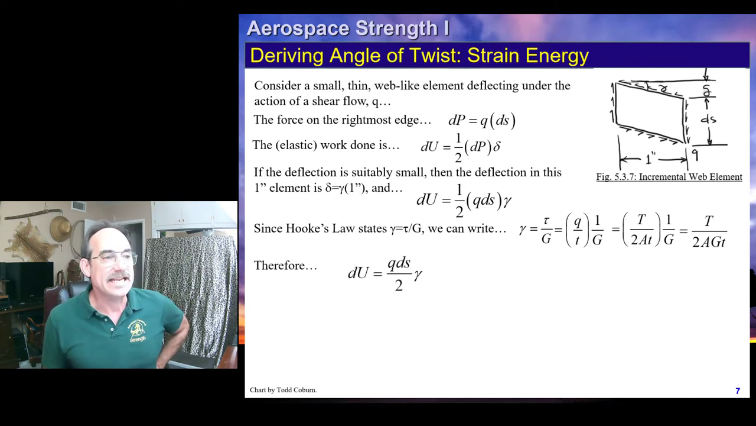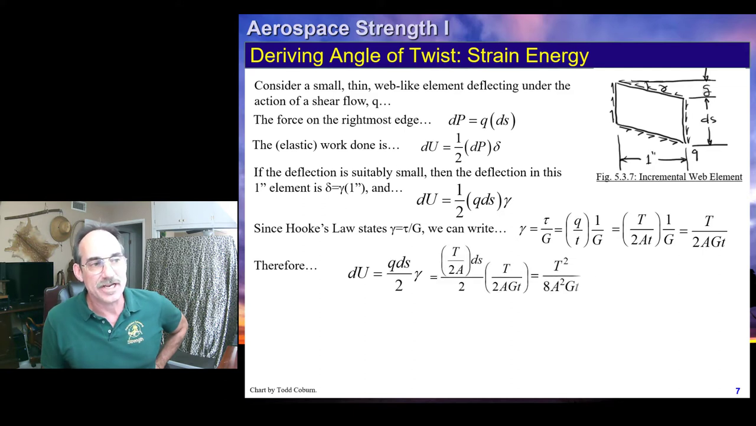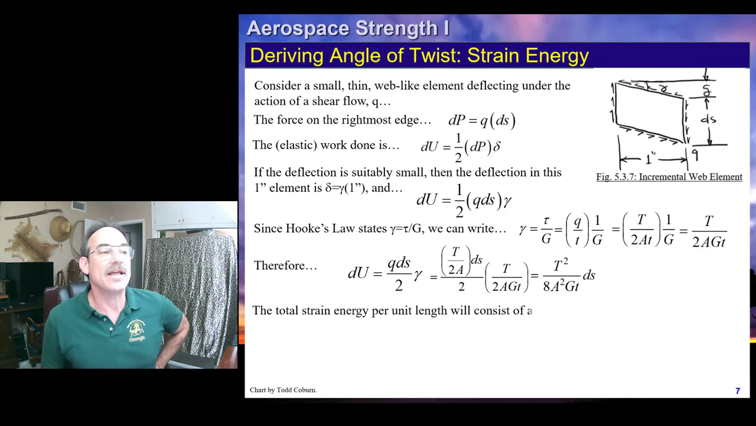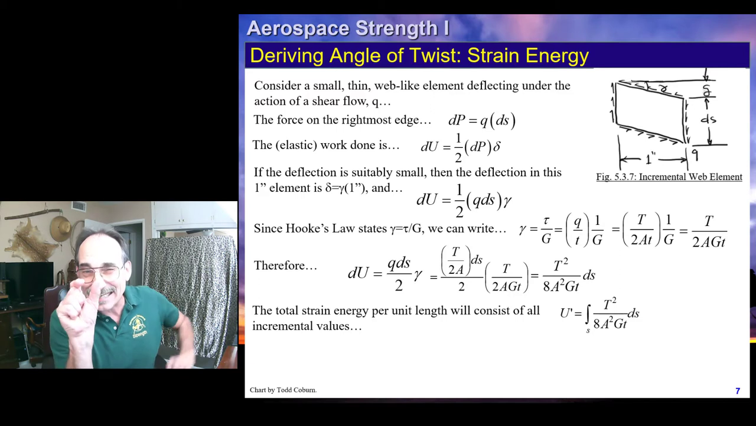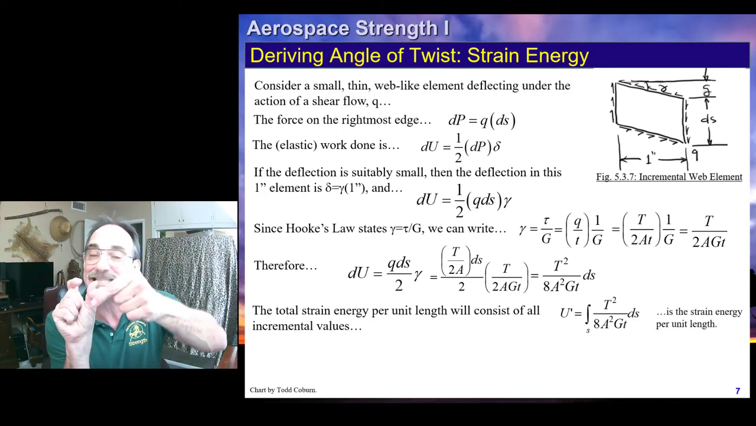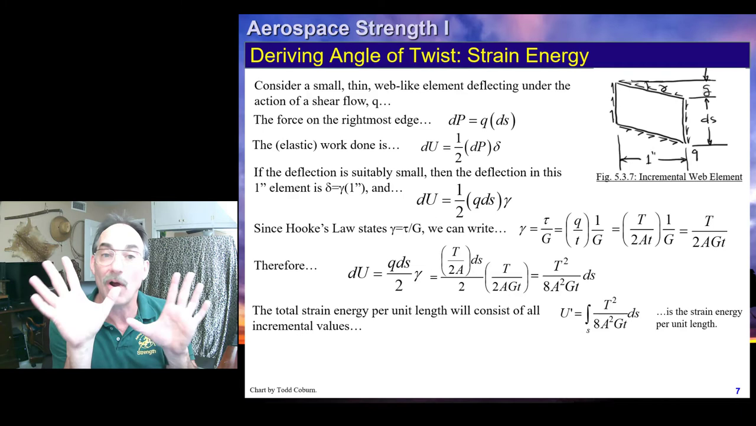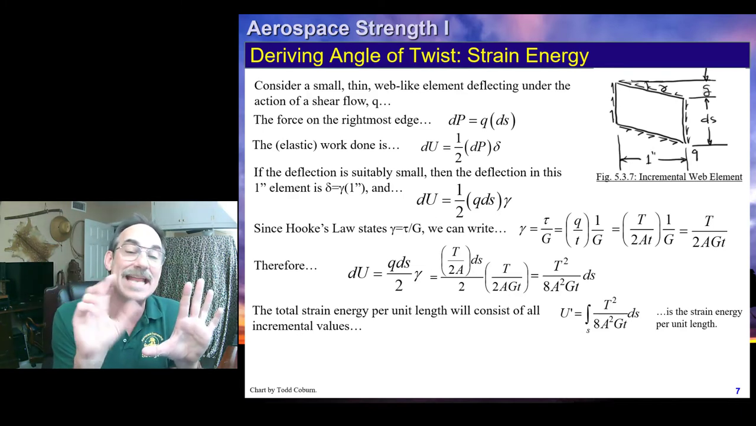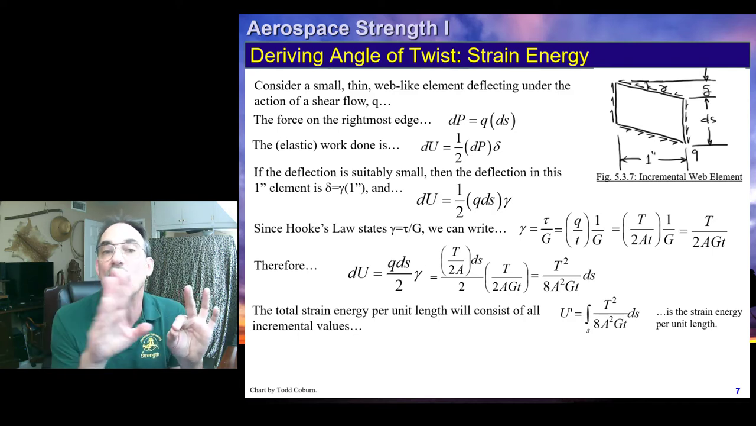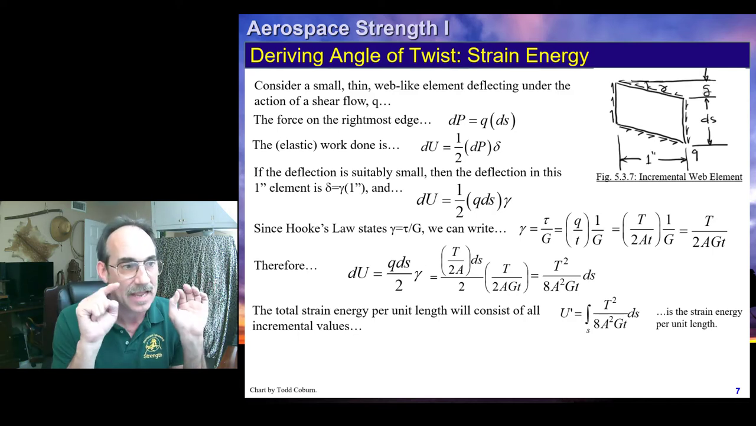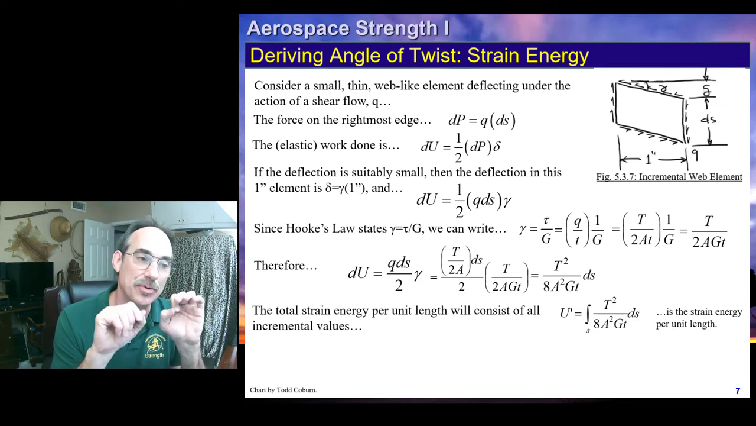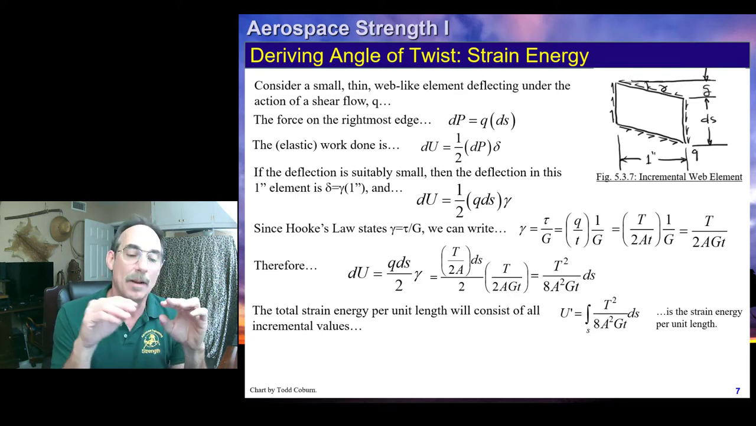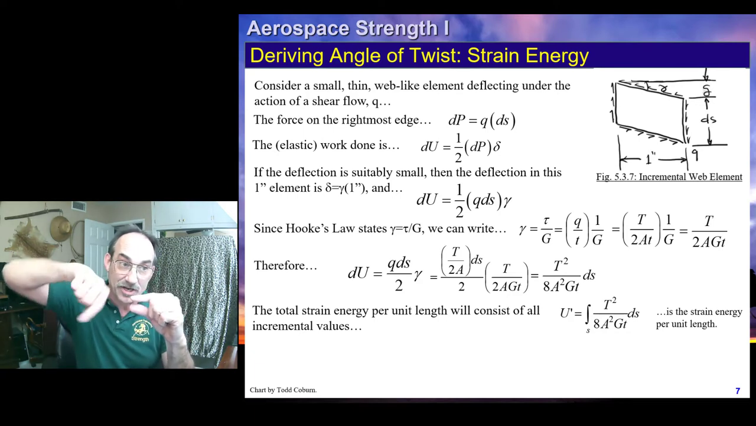Now we can see our little energy. We just plug our shear strain into the energy and rearrange, and we get that relation. This is a little increment. Remember, we're dealing with a tiny little square element, a little ds element along the periphery of our part. And now, if we want the total strain energy on the section, we're going to need to add them all together, which means we're going to integrate all the way around the cross section. And that gives us the strain energy per unit length. Remember, we're just dealing with that one cross section.